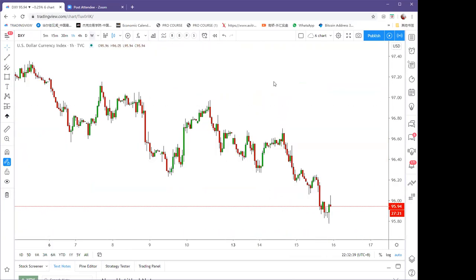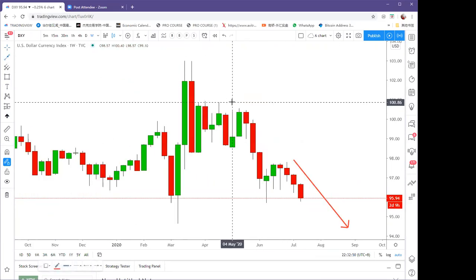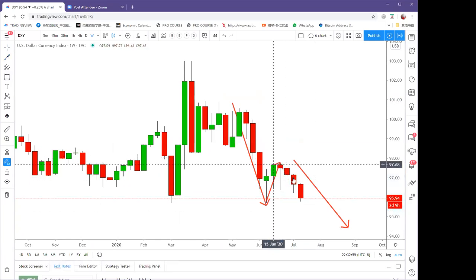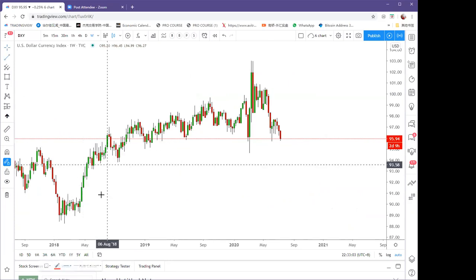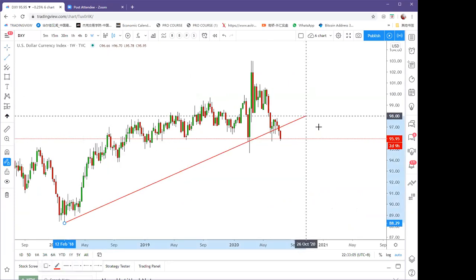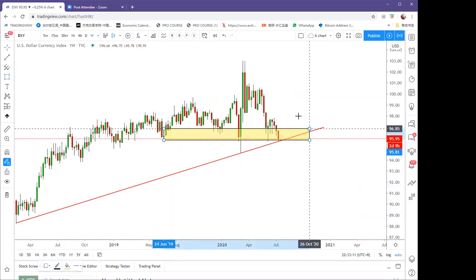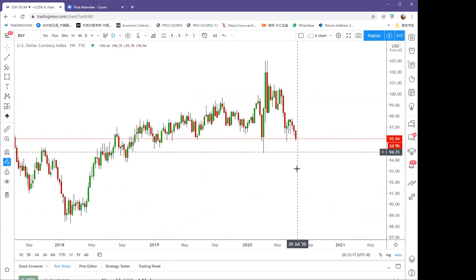On the weekly chart, the dollar index has accelerated this downside move. The downside speed is accelerated. We can see this downfall followed by a small pullback, and now it starts another leg down. This is a very good confirmation. And by the way, the weekly trend line is almost broken, and the structure is almost broken. So we can see that the dollar should be going south.